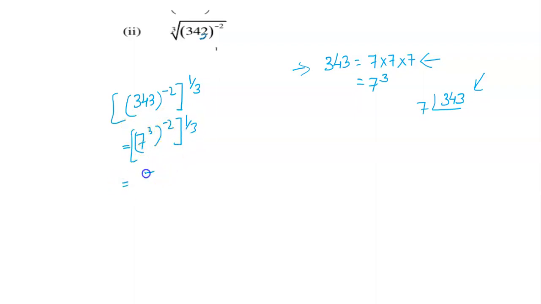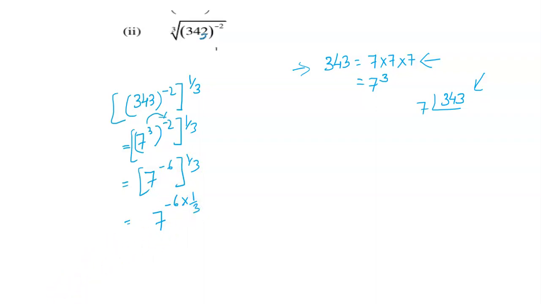So this is 7 raised to the power minus 6, then power 1 by 3. Because this is multiplied, students. See how I have multiplied? 3 into minus 2 is minus 6, which is equal to 7 raised to the power. Now multiply this, minus 6 into 1 by 3.